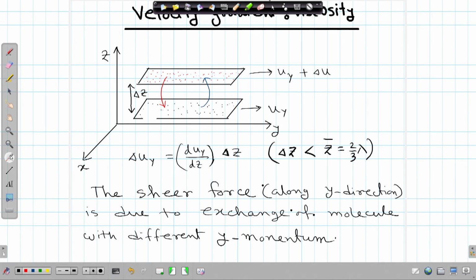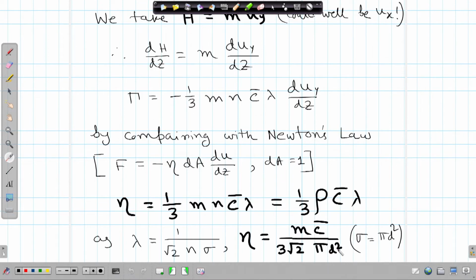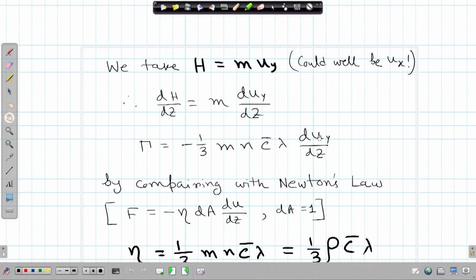Yeah, great. So, basically the exchange of molecules with different y momentum makes this shear force possible, right. So, this is the origin of viscous forces. Now, the question is what should be the quantity H that is being exchanged between these two layers. Obviously, the quantity is nothing but the y momentum, given by H is equal to m u_y.